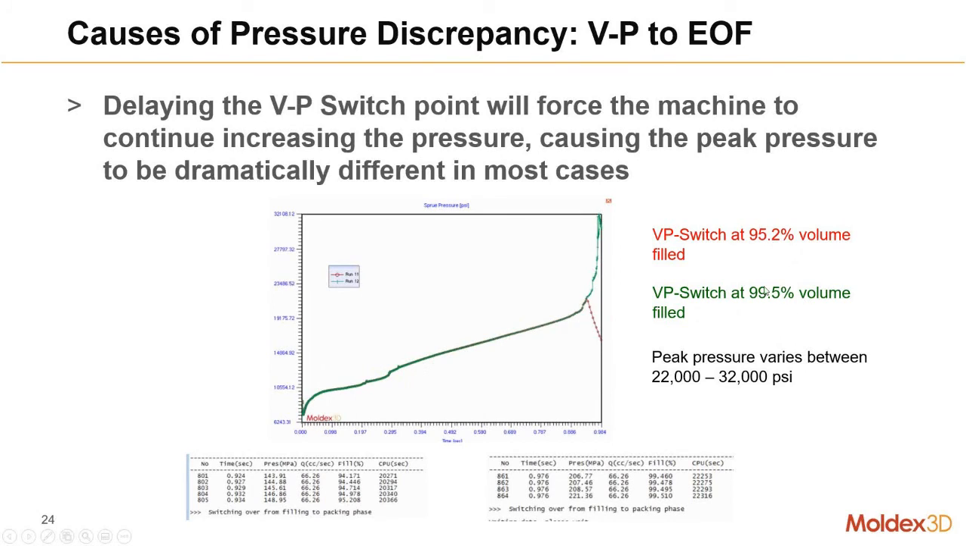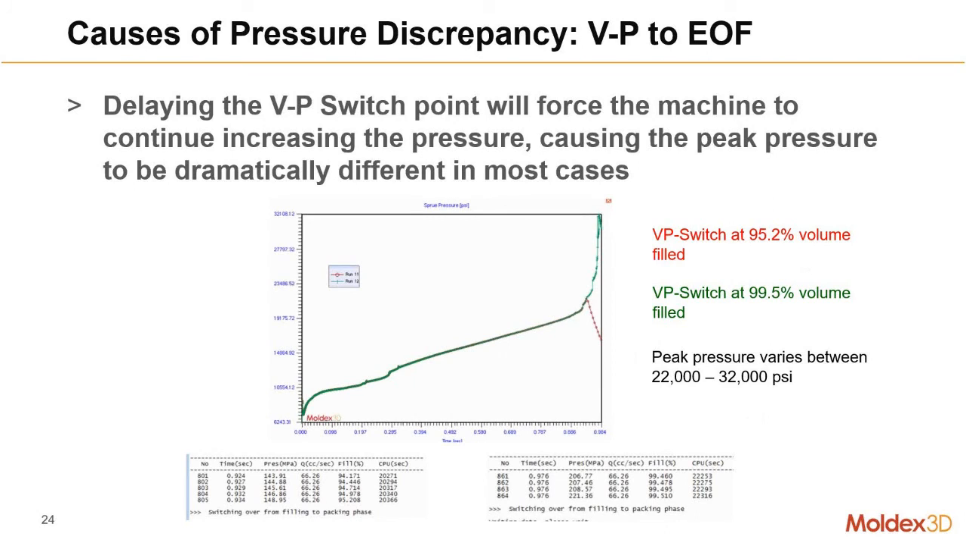But if we switch over very late, let's say 99.5%, we actually continually increase the pressure because we're still filling with velocity. The pressure is not controlled. Therefore, the pressure continually increases and at a very, very sharp slope. And we get up to about 32,000 in that case. And that's a crazy difference. That is a huge difference, and it's only caused by the position at which we're switching over.